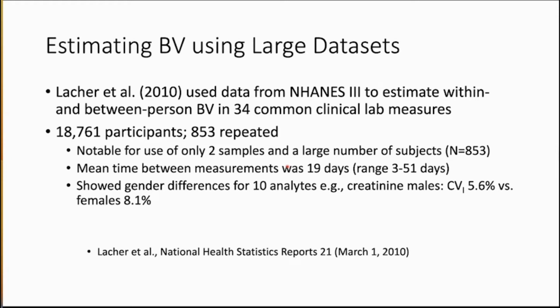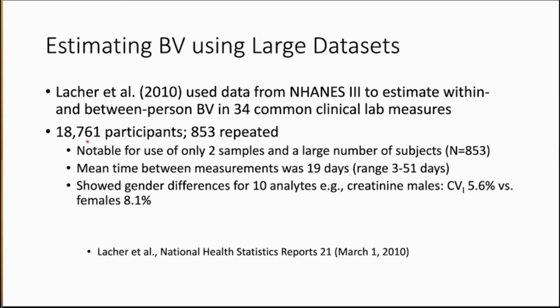There have been several efforts made to estimate biological variation using existing large data sets. One of the earlier ones of these was Lacker in 2010, who again used data from the NHANES 3 study and looked at within and between person biological variation in 34 common clinical lab measures. The NHANES surveys people in the US population. It's meant to be a fairly random sampling of individuals, different ages, both genders, and there's ethnic data collected as well. So it's a useful database for this kind of application.